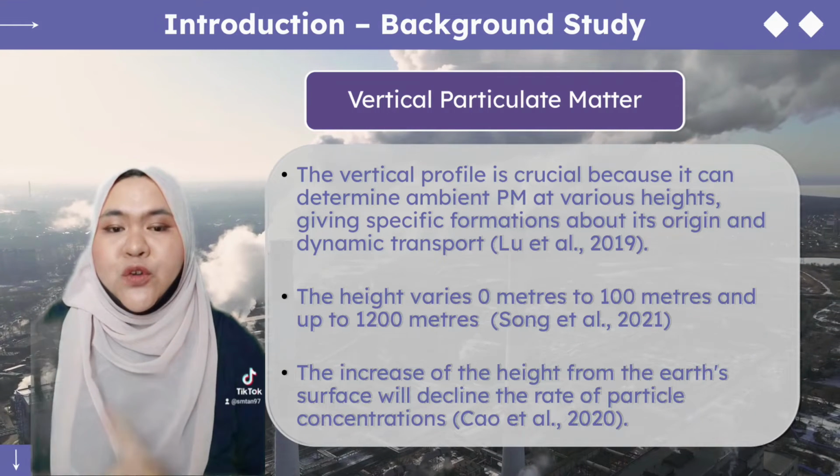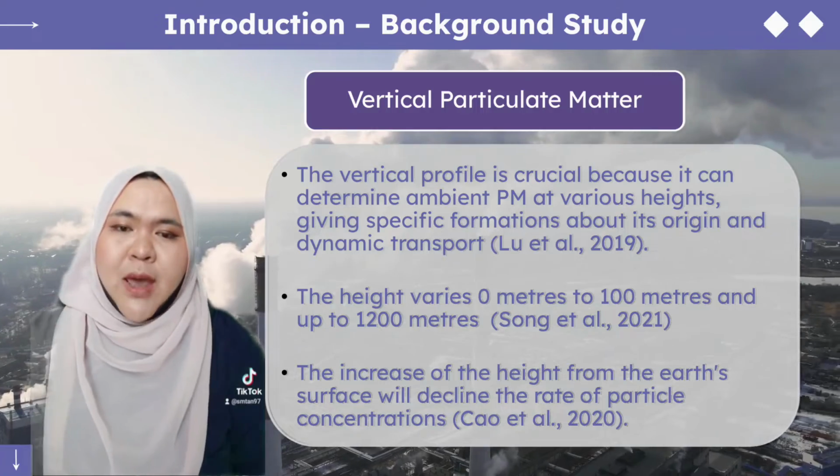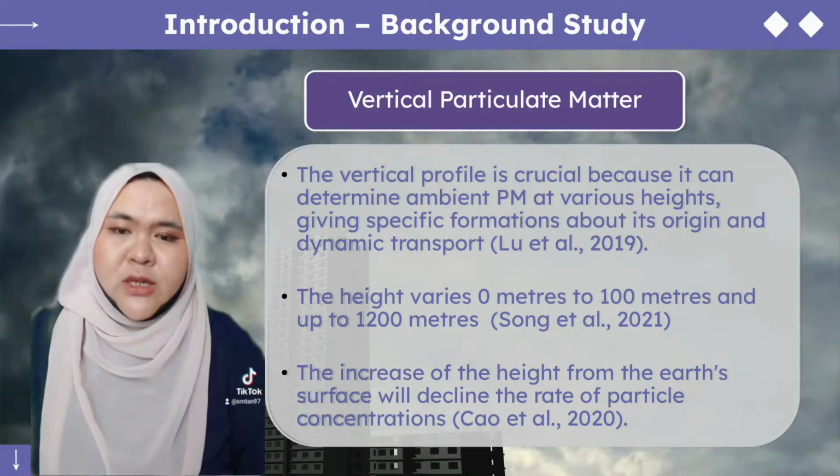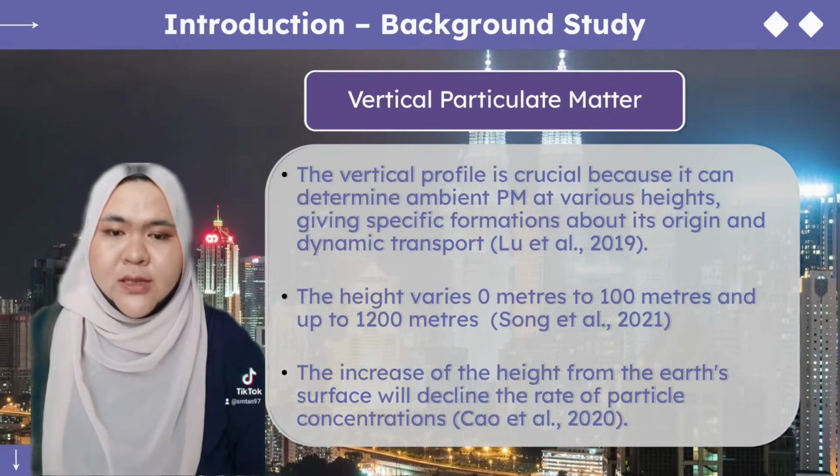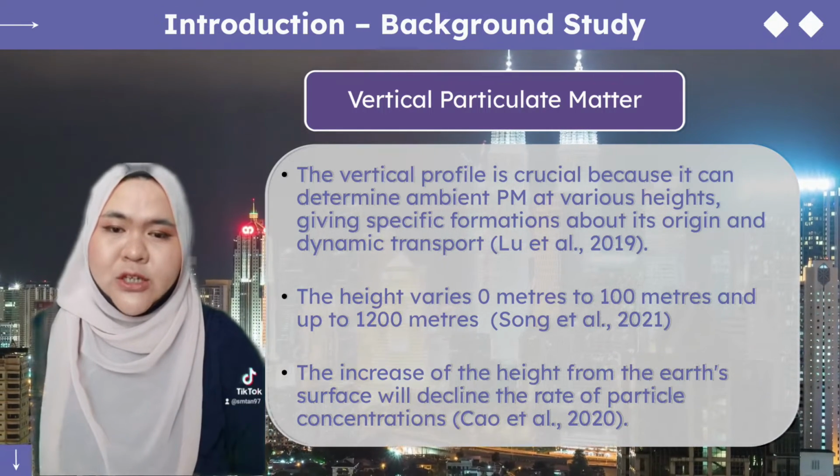The vertical profile is crucial because it can determine PM at various heights, giving specific information about its origins and dynamic transport. The increase of the height from Earth's surface will decline the rate of particle concentration.